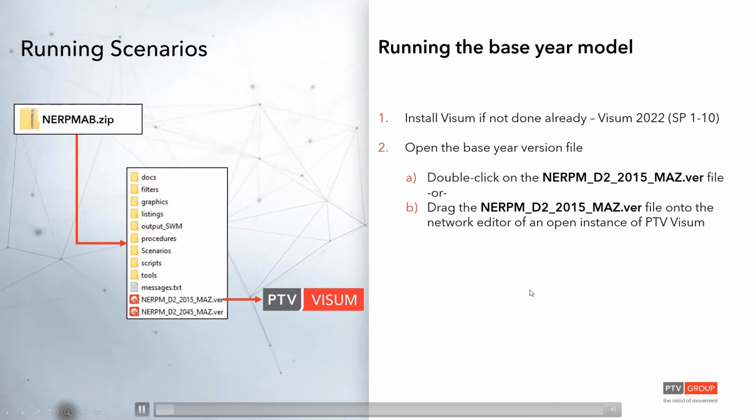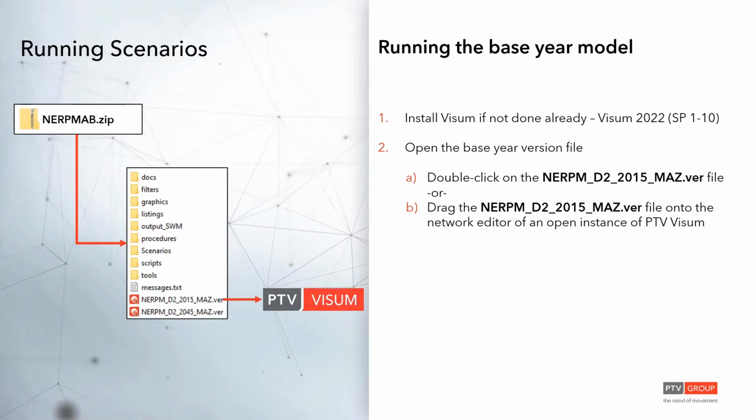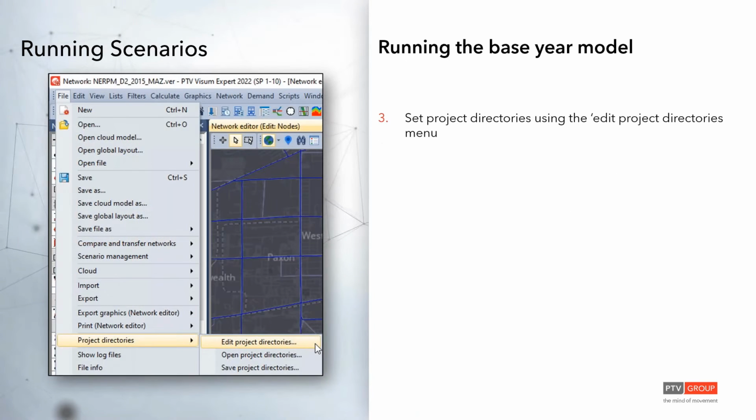All right, so let's go through these steps quickly. So first step is to open the version file, and then the first thing that you would always do whenever you are running the new model, running a scenario or running the base year model, you would set the project directories, because that sets the root directories for various operations.